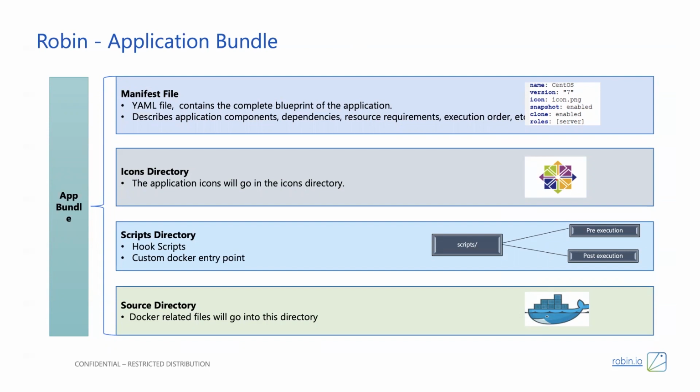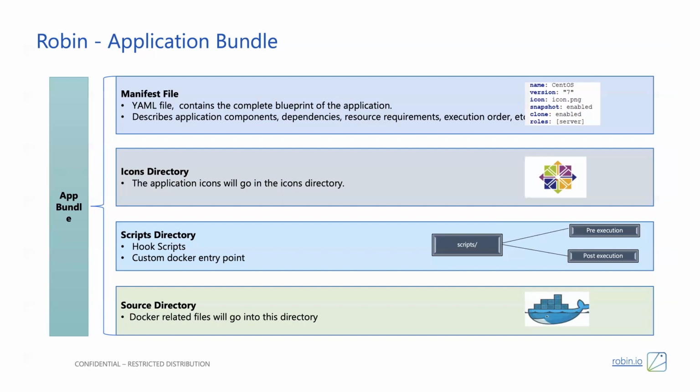So it's a single file with the entire definition of the application, compared to having it across multiple files. Then you can have an icons directory. Then there could be a scripts directory, where you could have certain tasks to be executed pre-execution and post-execution. After deployment, you want to do certain checks, or before taking a snapshot, you want to do something, or after taking a snapshot, you want to perform a certain task on the application. Those can be written under the scripts directory.